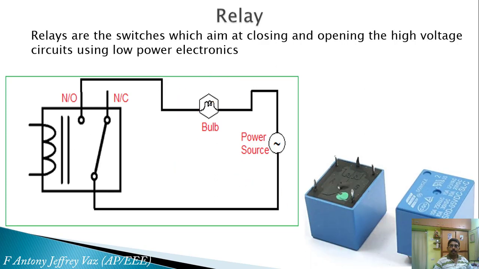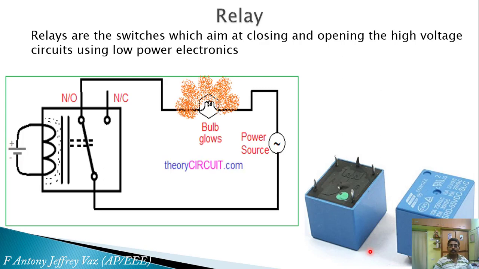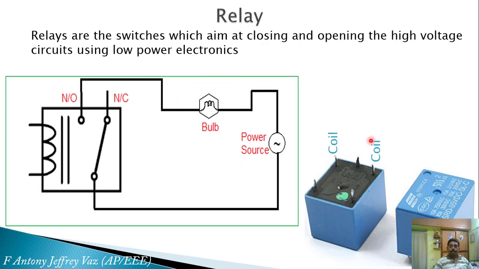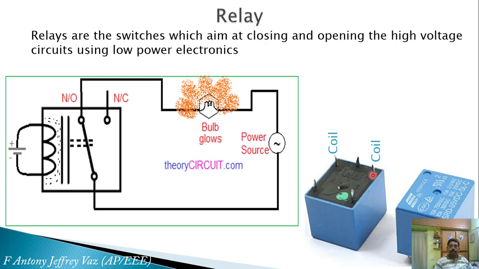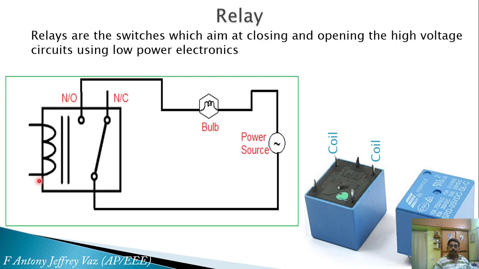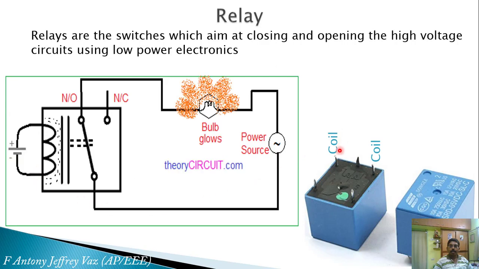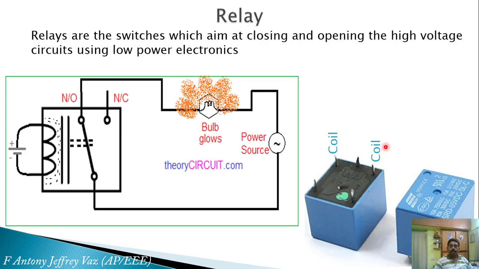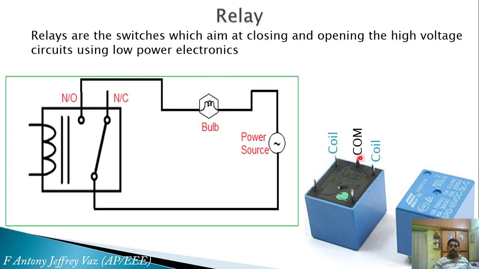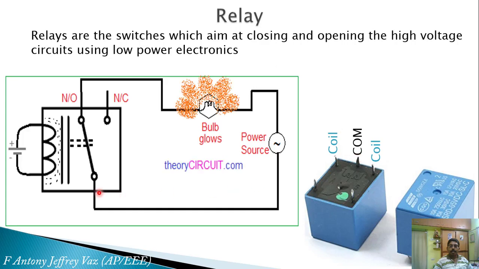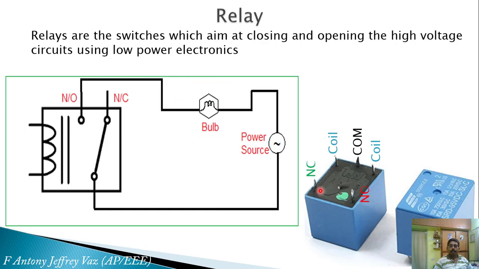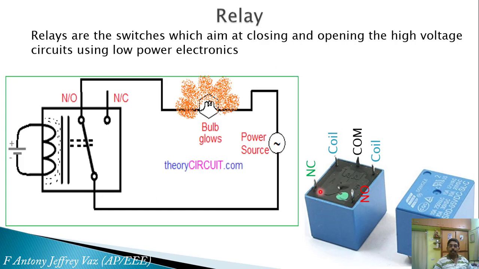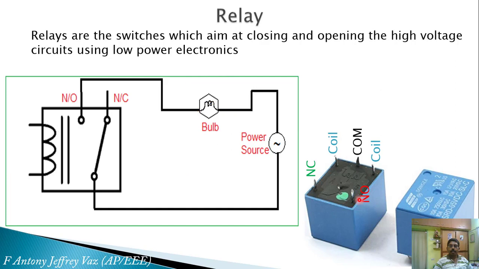This is the physical component of the relay. Here you can see these two are the coil terminals. This is coil terminal 1 and this is coil terminal 2. These are the two coil terminals where you have to excite with the battery. And this is the common terminal. Of the other two points, this one is NC, normally closed, and this one is normally open.